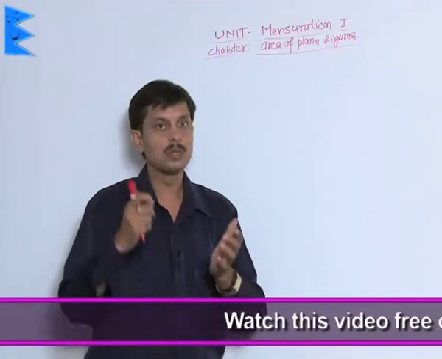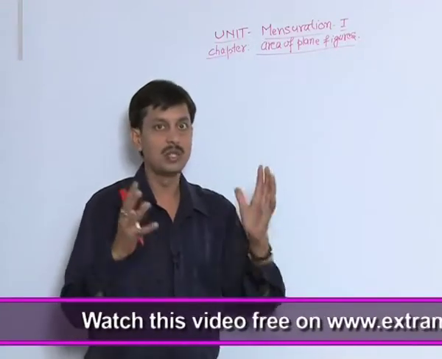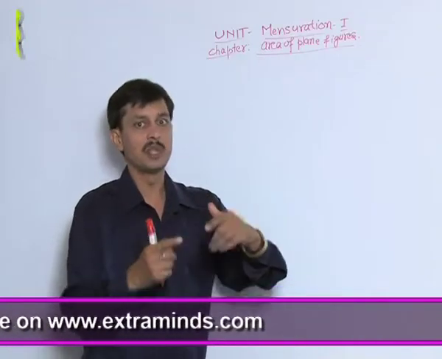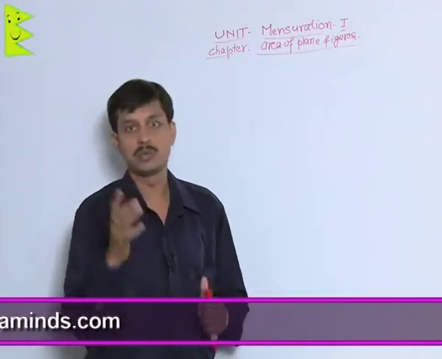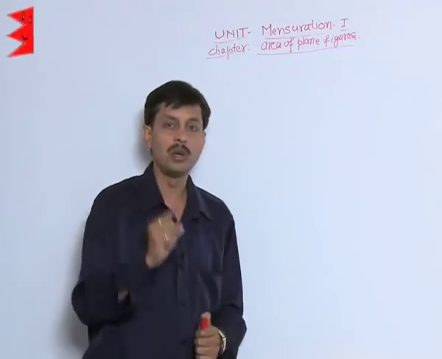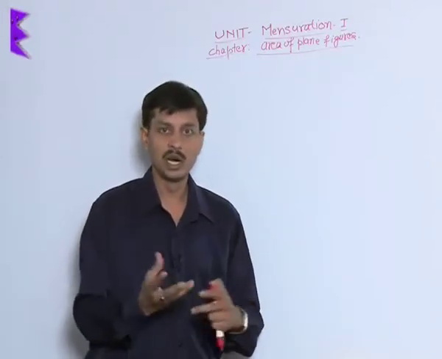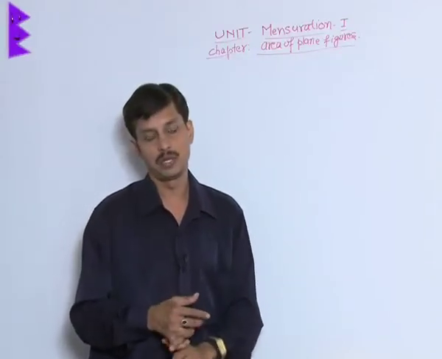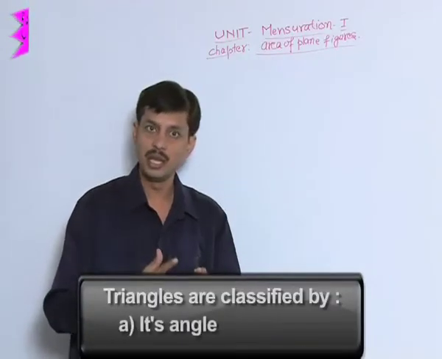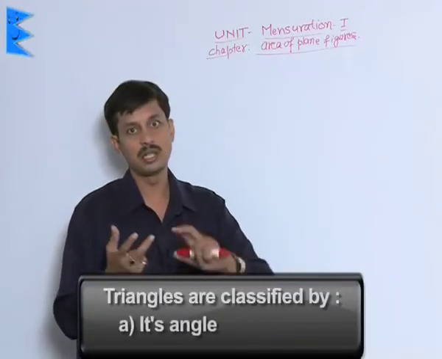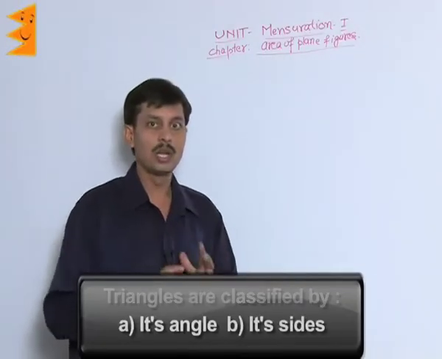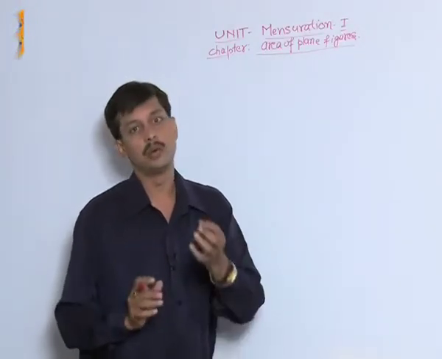Sides are these line segments which make the boundary of some surface. So we take the first polygon, that is a triangle. Now the variety of triangles comes. Triangles are classified on two bases: A, on the basis of angles, and B, on the basis of its sides. Now the question comes, what is the area of a triangle?